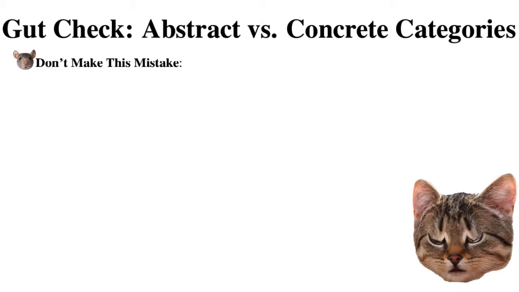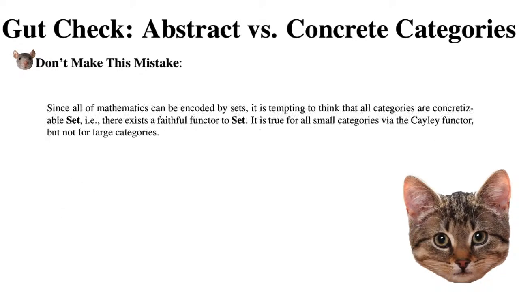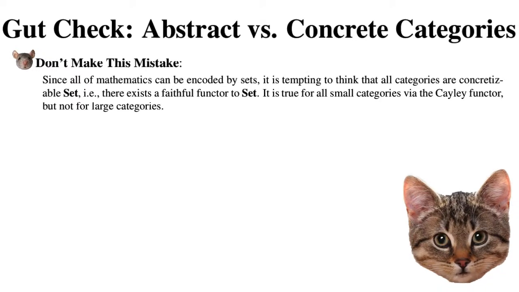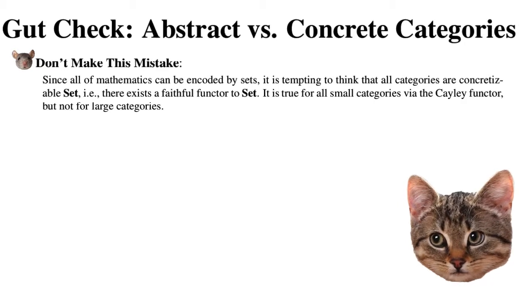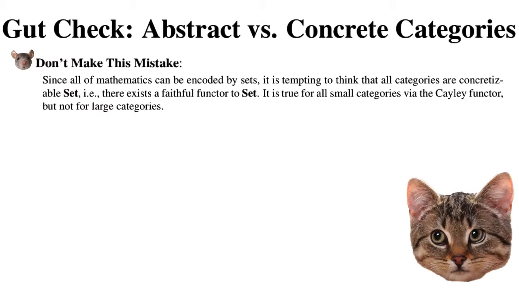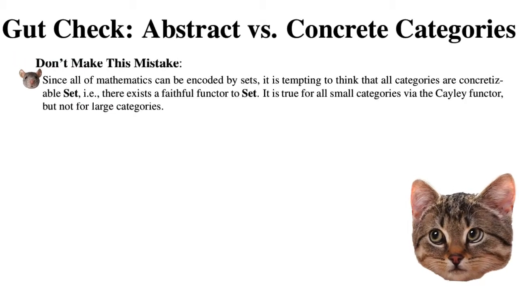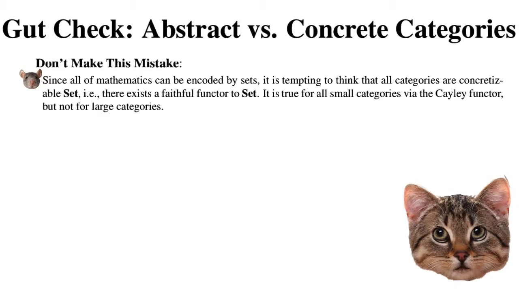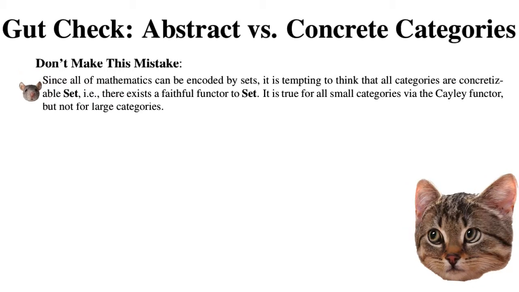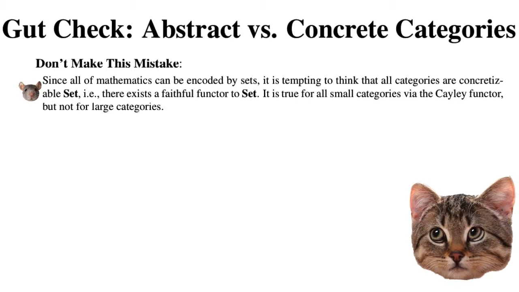Finally, we want to look at a common mistake. When people say concrete categories, sometimes they think certain categories are structured sets, but they actually aren't, at least in this framework. So don't make this mistake. Since all of mathematics can be encoded by sets, it is tempting to think that all categories are concretizable over a set, i.e. there exists a faithful functor to Set from any category.